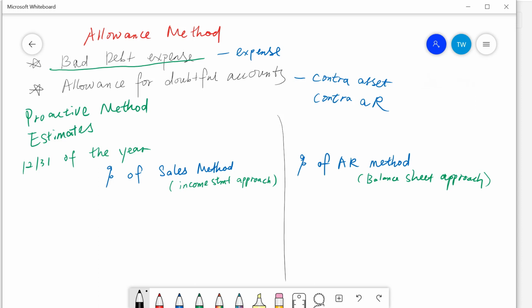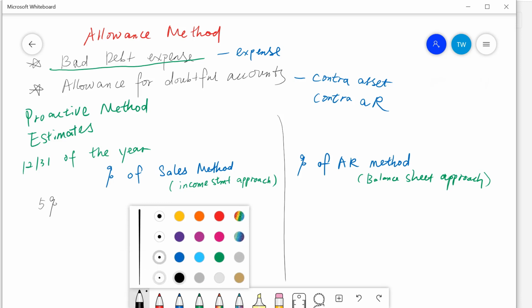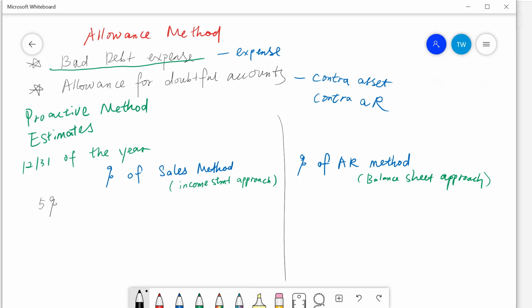Okay, so if the company chooses percent of sales method, it could be based on previous years. They come up with a percentage. Let's say they estimated about 5% of all credit sales are uncollectible, meaning customers won't pay.